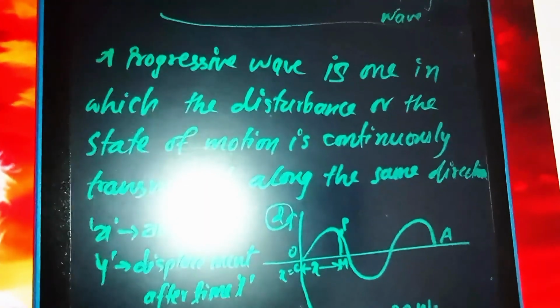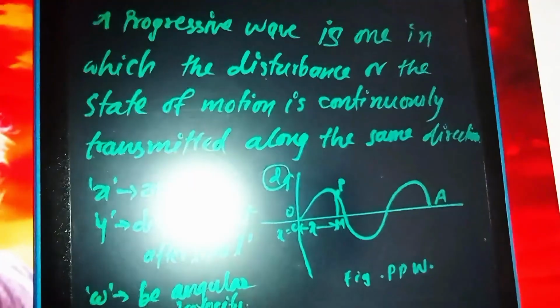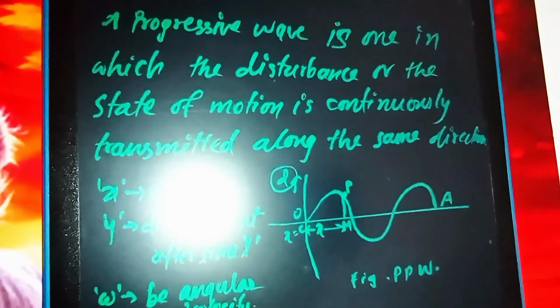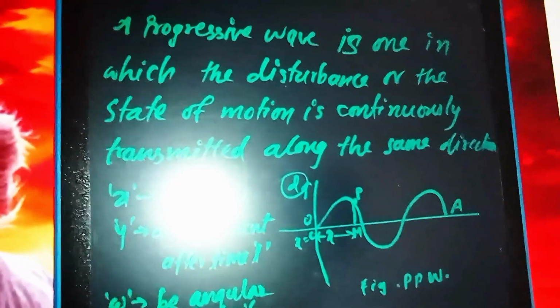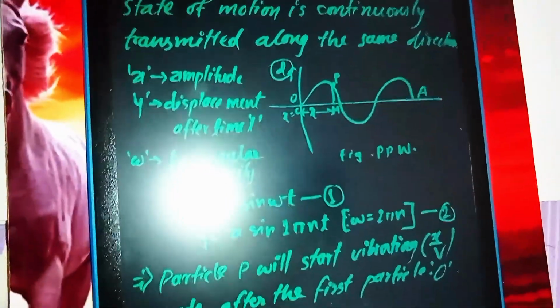At first, what is plane progressive wave? It is the wave in which the disturbance or the state of motion is continuously transmitted along the same direction. Okay, so disturbance is continuously transmitted in the same direction. That is called plane progressive wave.